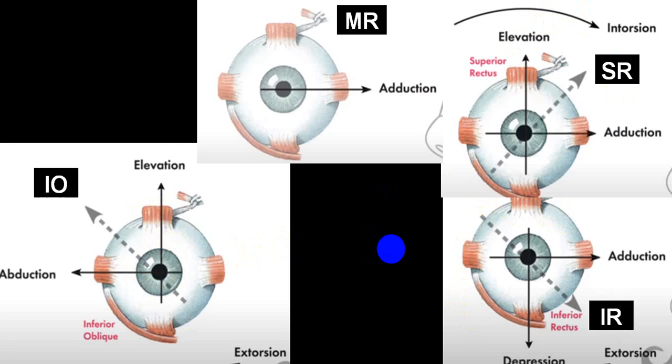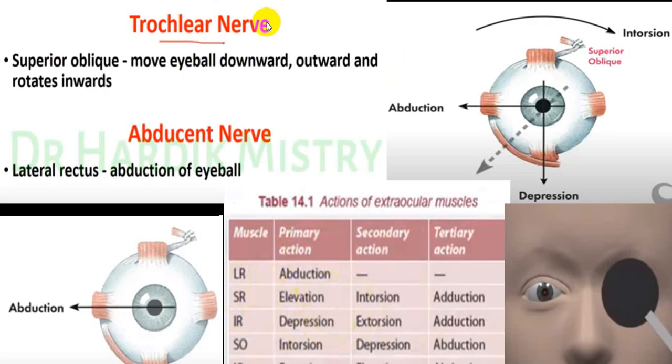Inferior rectus, inferior oblique. Four muscles. So lateral rectus, pure abduction. Superior rectus, elevation plus adduction and a little amount of intorsion. Inferior rectus, depression, adduction and extorsion. Superior oblique, intorsion, depression and abduction. Inferior oblique, abduction, elevation and extorsion. So this is in general the action together.